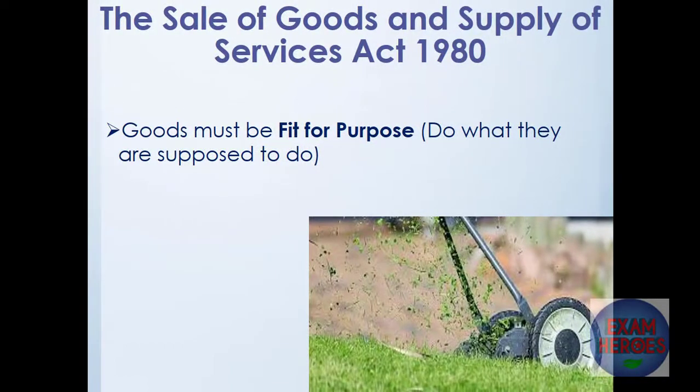Next thing is that goods must be fit for purpose. Do what they're supposed to do. In this example, you see a lawnmower, it's cutting the grass. That's what it's supposed to do. But if, for example, you bought a freezer and it didn't freeze your goods, then it's not fit for purpose.